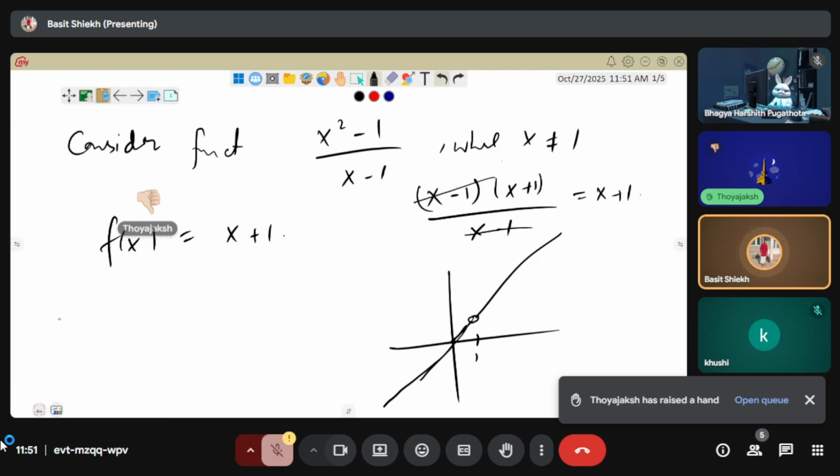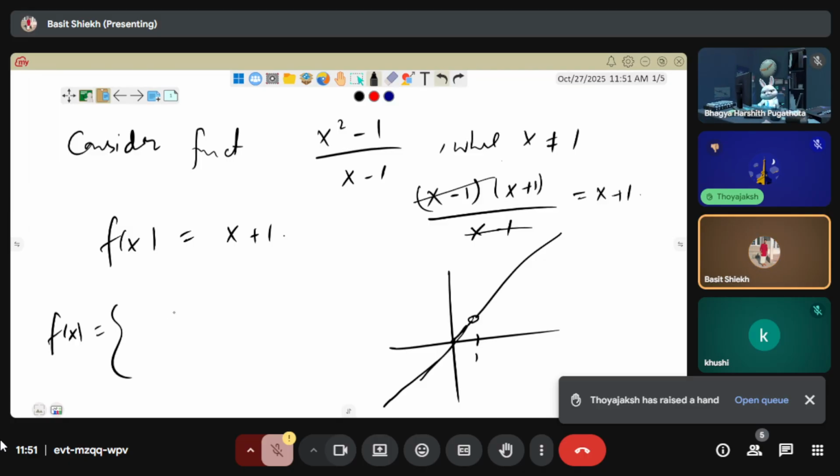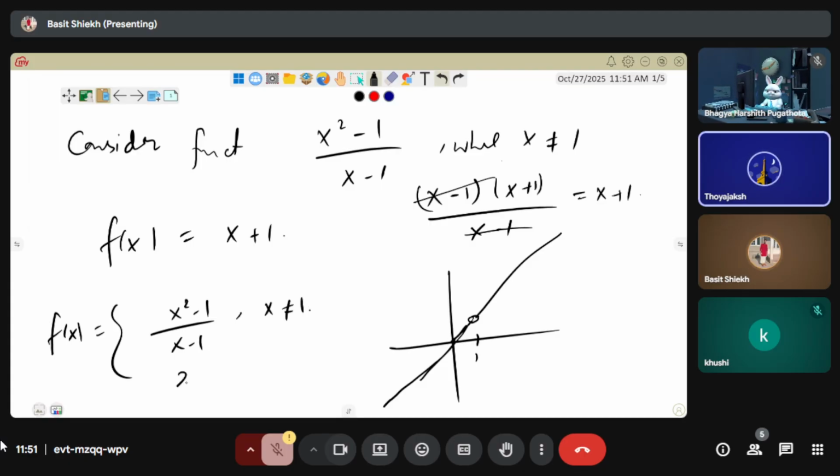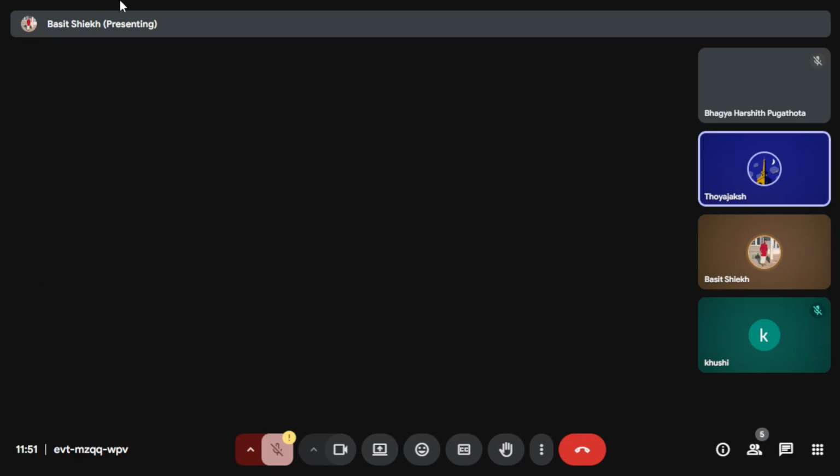Now, if I redefine this function, f of x equals x square minus 1 divided by x minus 1, it is not defined at x equal to 1, and it equals 2 at x equal to 1. If I redefine this function, f of x equal to 2 at x equal to 1, is there any disturbance? No, right? Everything is good. So this function will be continuous.